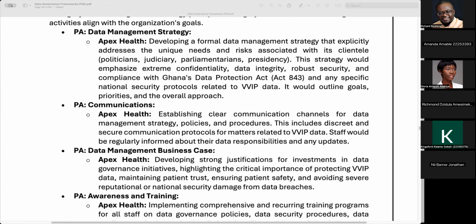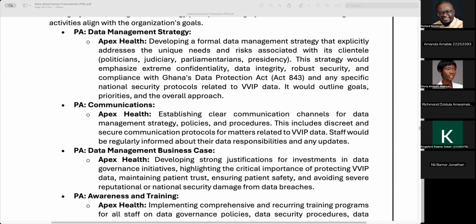Awareness and training is another dedicated PA, emphasizing the need for comprehensive, recurring training for all staff on data governance principles and policies, but also requiring specialized intensive training modules specifically for personnel who handle VVIP data, focusing sharply on security awareness, like resisting targeted social engineering, ethical obligations, and the severe consequences of breaches.